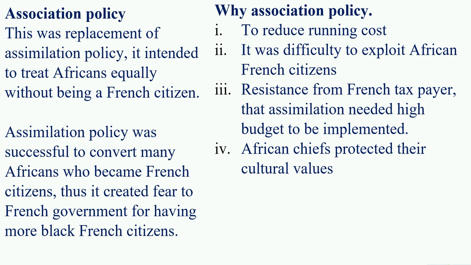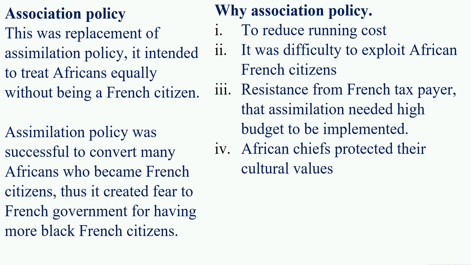So after the assimilation policy failed, the French government came up with another system, that is the association policy. This was a replacement of the assimilation policy. It intended to treat Africans equally without their being French citizens.